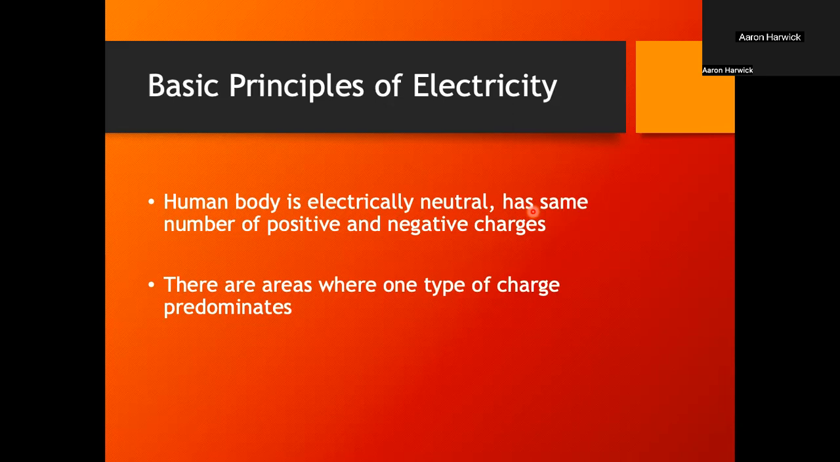So the human body is full of a bunch of different substances that have different charges. Some of them are positive, some of them are negative, some of them are neutral. But when you sum total everything together within the human body, it comes out as being electrically neutral. So it has the same number of positive ions and negative ions within it.